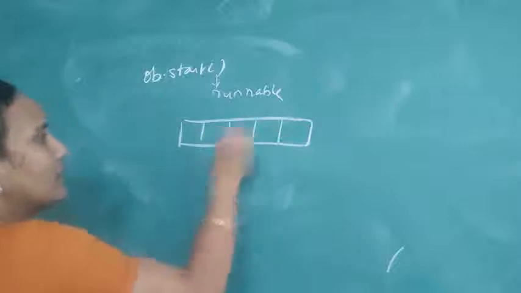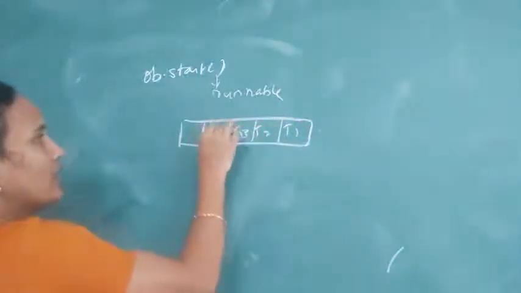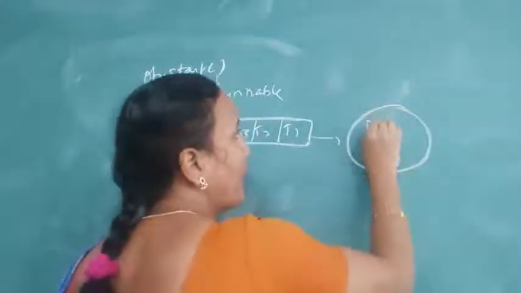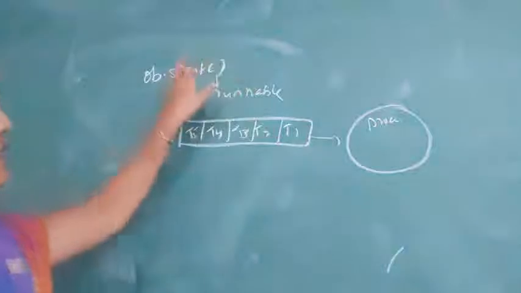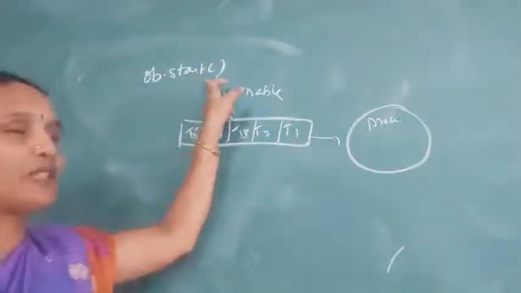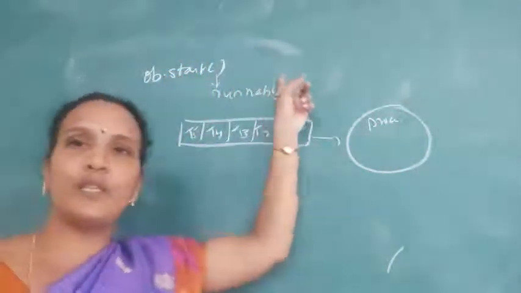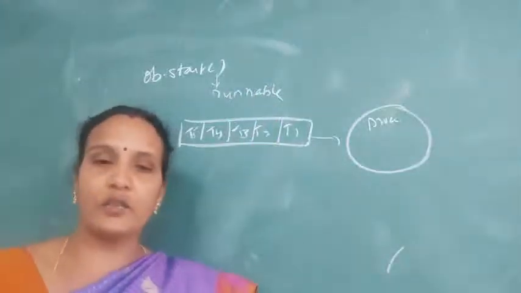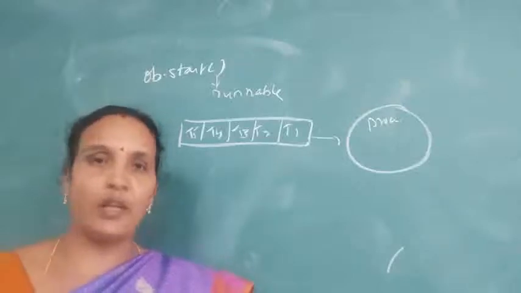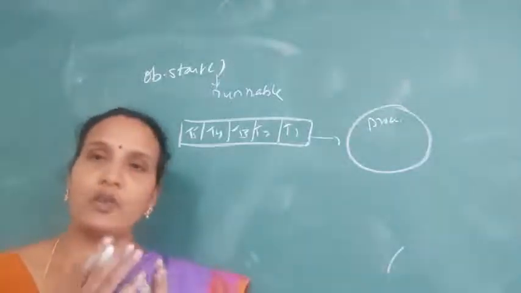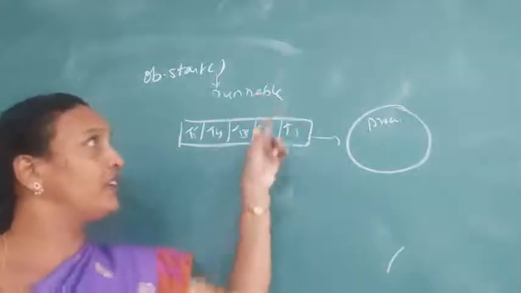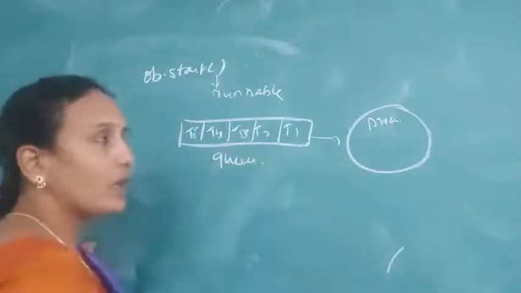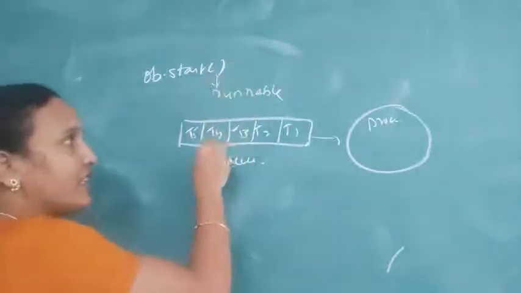For example, thread 1, thread 2, thread 3, thread 4, thread 5. Five threads are there and these five threads are waiting for the processor time. So when we start the execution by using the start method, the thread will move from the newborn state to the runnable state. Runnable state means the thread is waiting for the processor time. It has not yet started its execution. When the thread is waiting for the processor time, it will be in the queue. For example, this is the queue of threads.